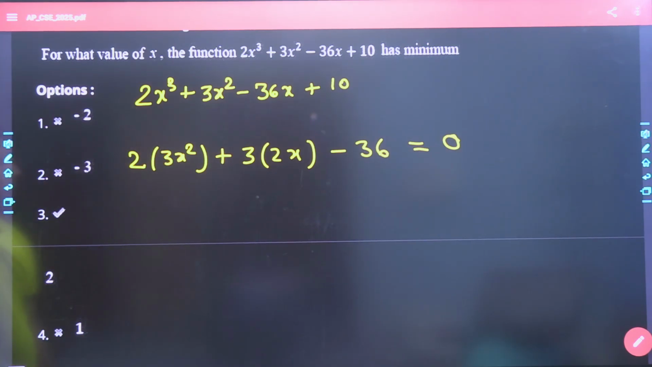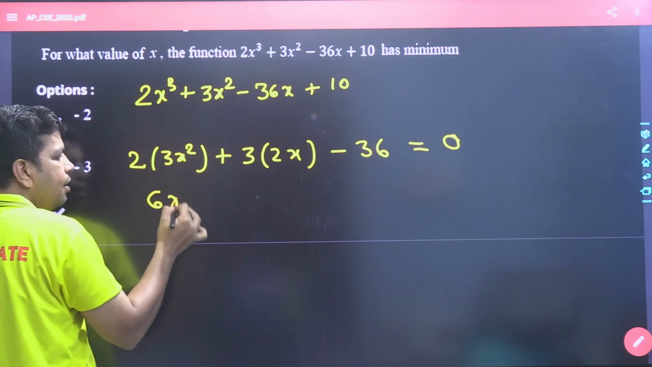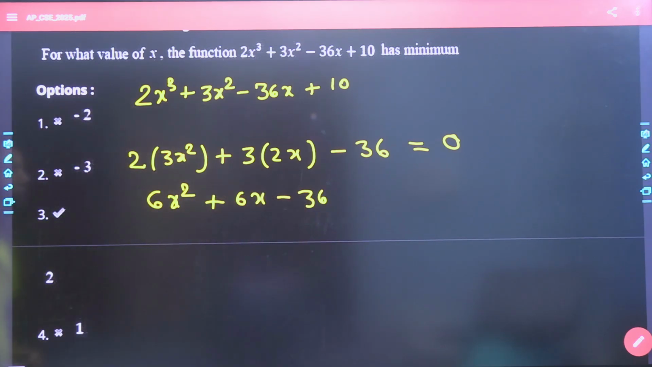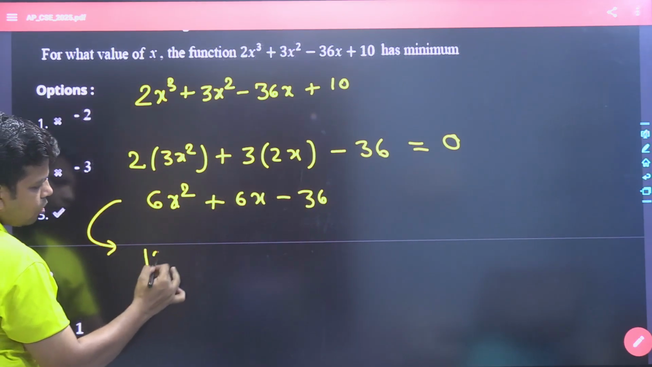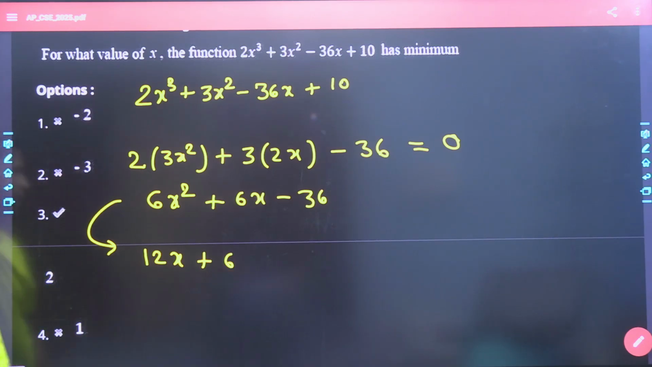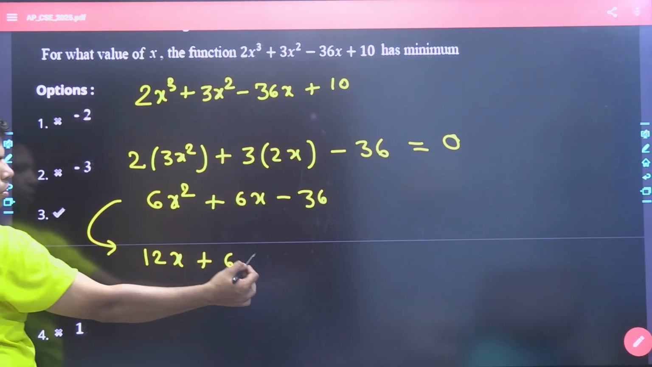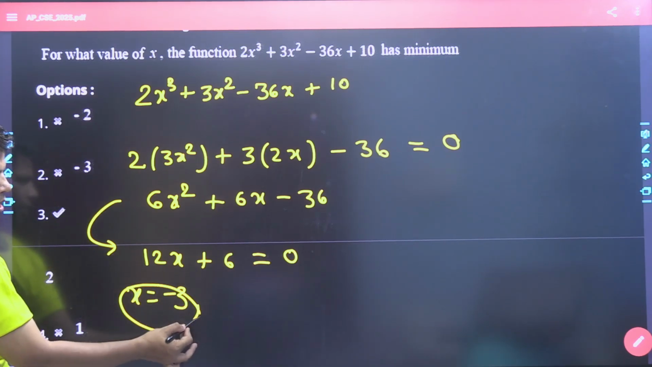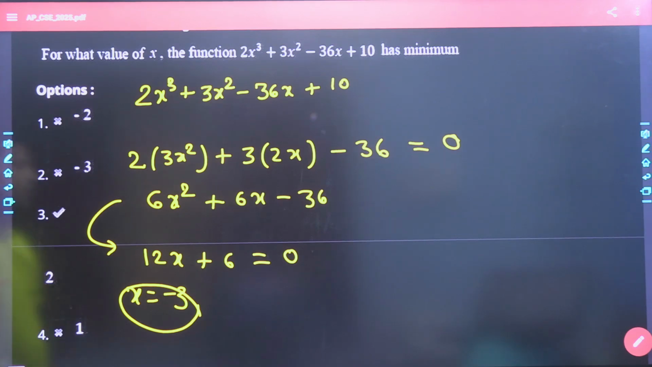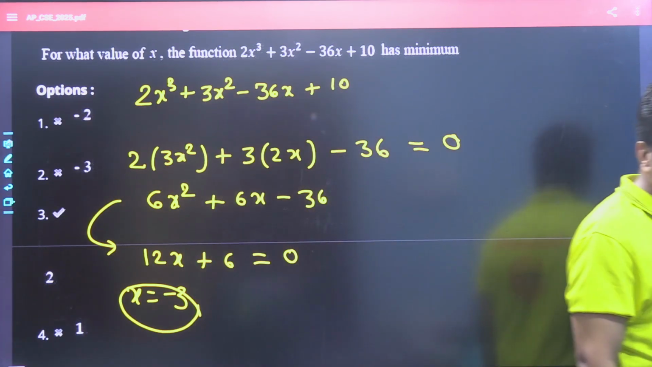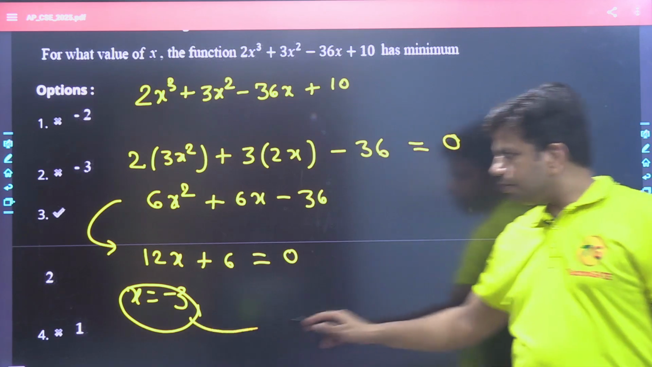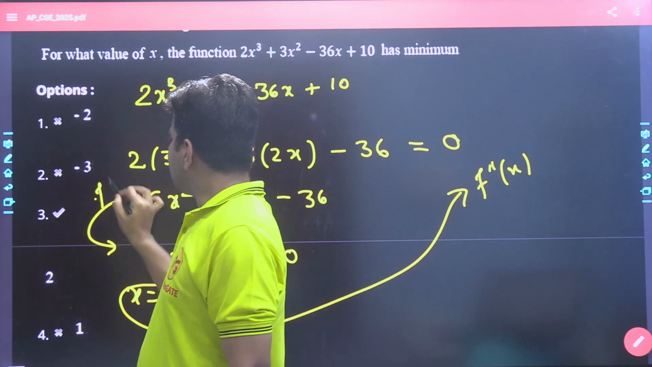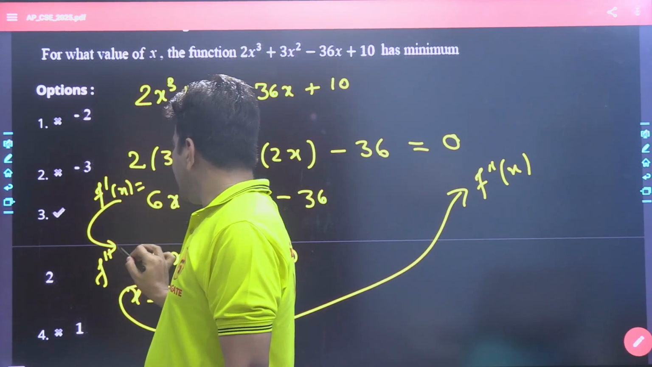Okay, so how much is it? 6x square plus 6x minus 36. Take the differentiation one more time for this equation. So this is 12x plus 6, and put that value equal to 0. With the help of that, we can say the value of x is minus 3. See, this is the single differentiation, f dash x. This is f double dash x.